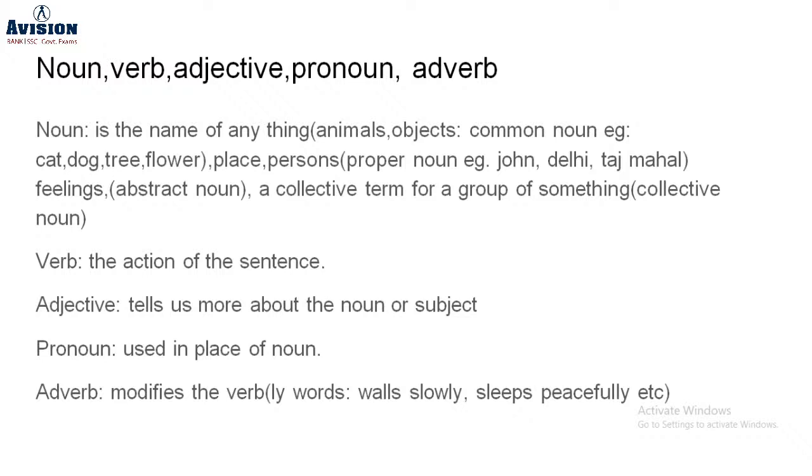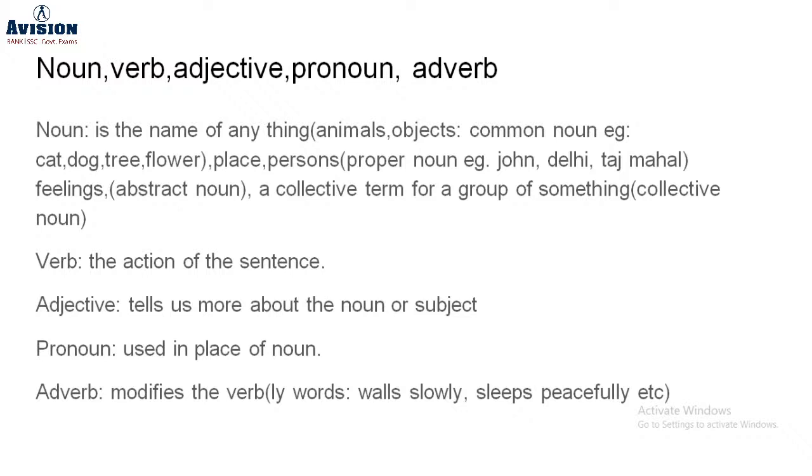Then names of feelings, for example, love, hatred, bravery, wisdom, are called abstract nouns. Why? Because what does the word abstract mean? Abstract means something which you can't touch, which you can only feel, and you can grasp its concept, but you can't touch it. So that is why these are abstract nouns.